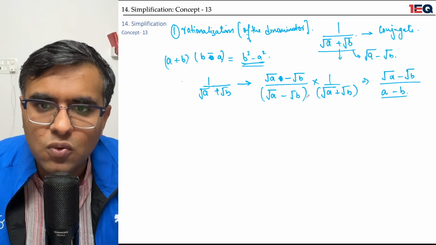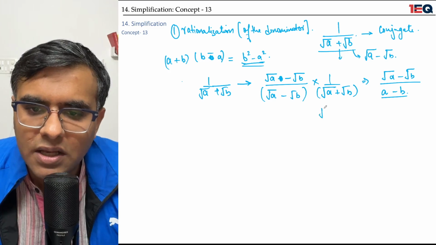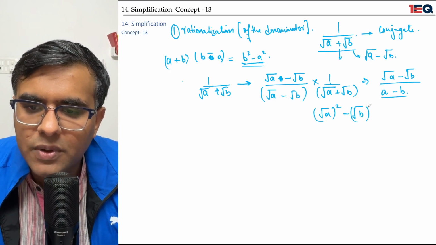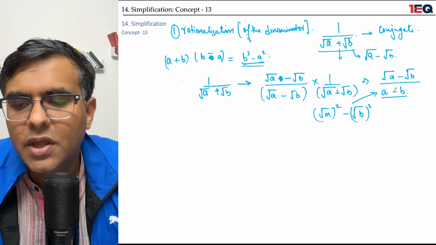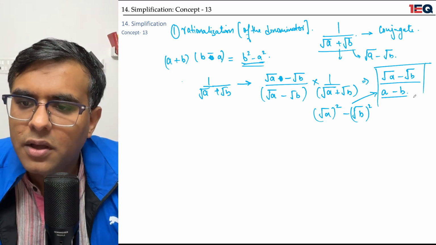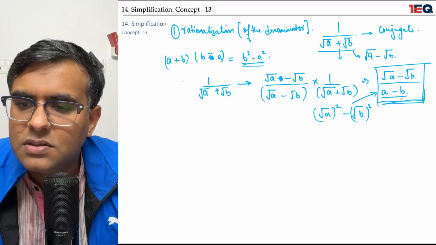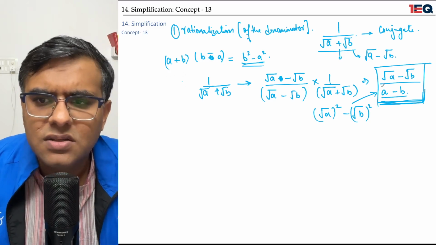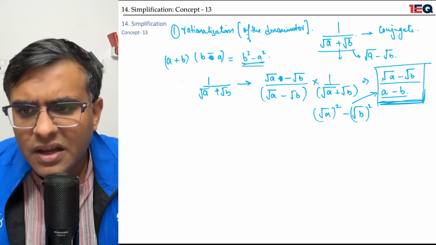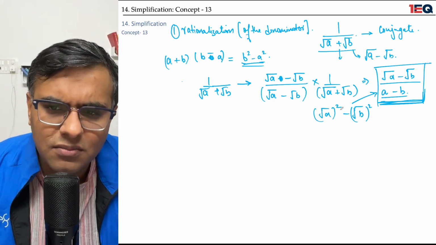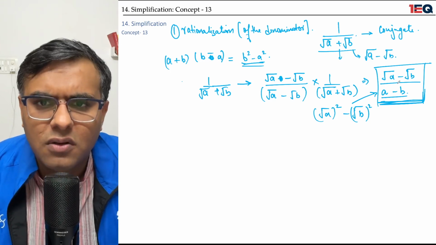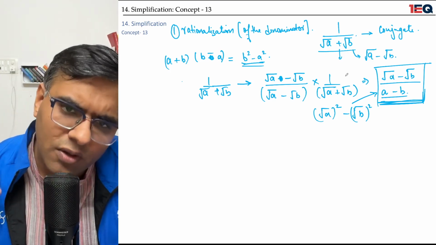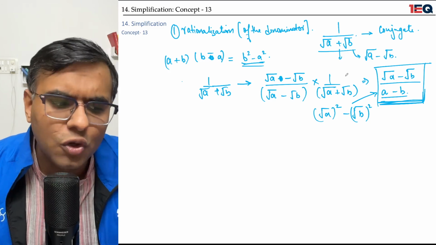When root a minus root b is multiplied by root a plus root b, then root a whole square minus root b whole square comes out, which is nothing but a minus b in this equation. I hope you understand where I'm coming from. So this is known as rationalization of the denominator. It is seldom used in the examination, but you must know that whenever you encounter roots in the denominator, there shouldn't be any roots in the denominator. You should always shift them to the numerator side.